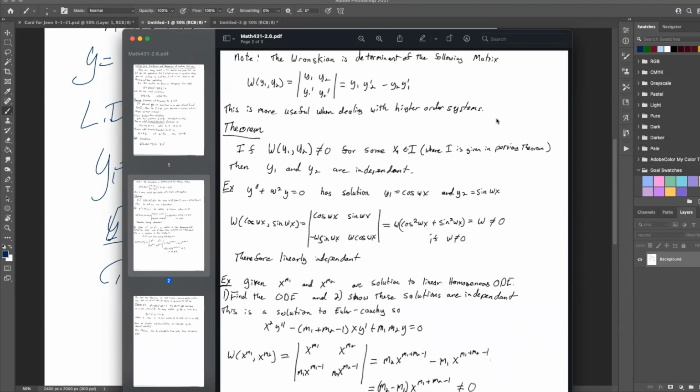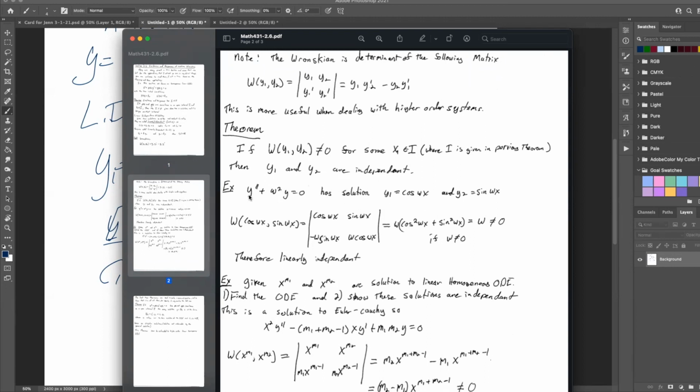Right. And as long as the Wronskian is not equal to 0 for some x in the interval, that means your solutions are independent. And so here I'll just run through a quick solution with you.